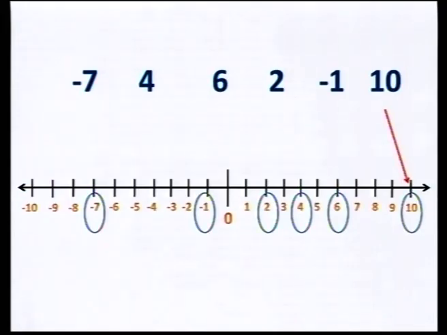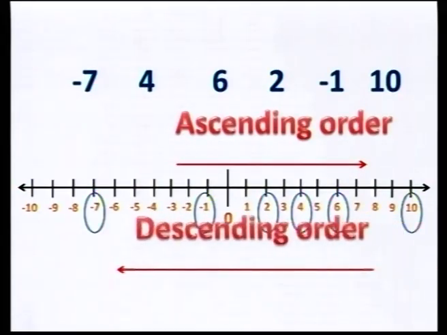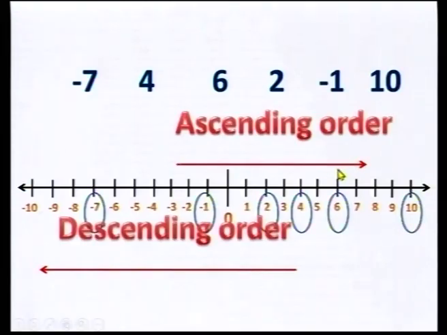Okay children, we have to write these numbers in which order? Ascending or descending order? Descending order. When we move from left to right, we get ascending order, and when we move from right to left, we get descending order. Children, you can see the arrow marks here showing ascending order and descending order. From left to right is ascending order. From right to left is descending order.